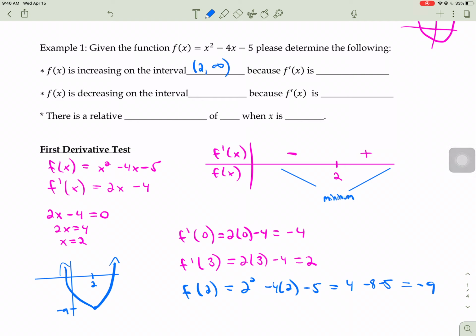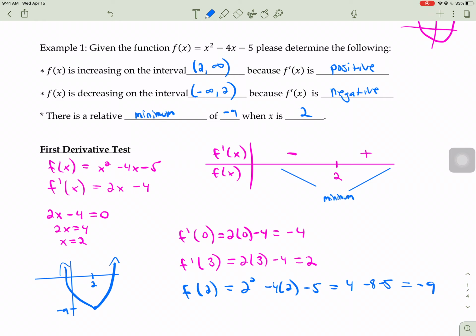We don't need to include 2 because it's not increasing at 2, because the slope of the tangent line or the derivative is positive. F of x is decreasing on the interval from negative infinity to 2 because the derivative is negative. So there is a relative minimum of negative 9 when x is 2. And there is the first derivative test. Take the derivative, set it equal to 0, find the critical values, and then find out what is going on each side of those critical values.